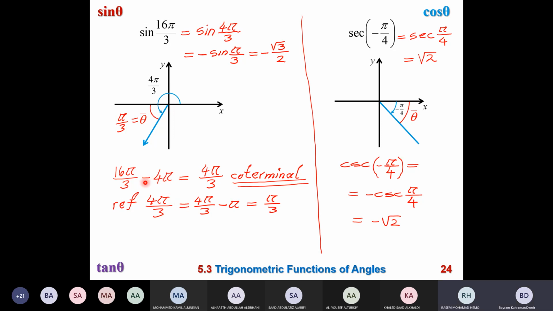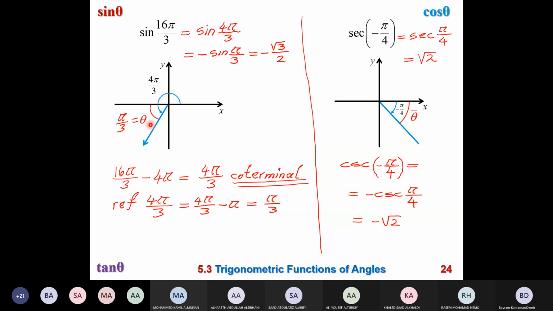Shabab, if you subtract 2 pi, it's not going to give you the coterminal angle. I'm not talking about coterminal. The last step here, subtract pi. Shabab, 4 pi over 3 is in the third quadrant. Do you understand why 4 pi over 3 is in the third quadrant, Shabab?